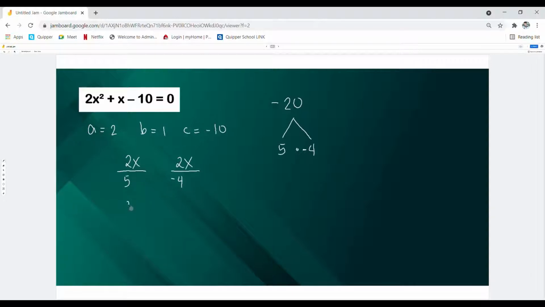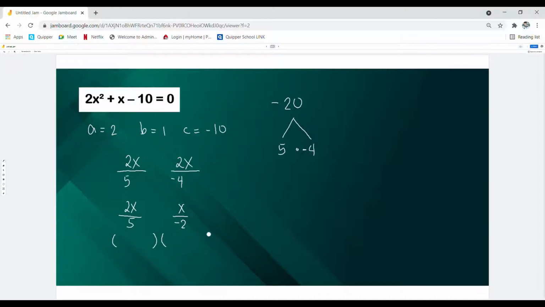So copy the first fraction, 2x over 5, that will remain 2x over 5. But this one, if you reduce it by 2, it will become x over negative 2. So that's it. You reduced it and returned the 2. Then you can now have your complete factors.